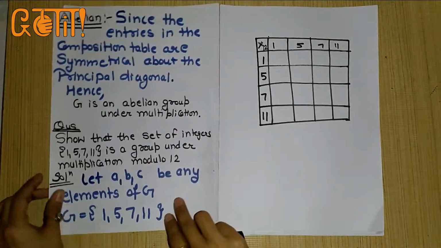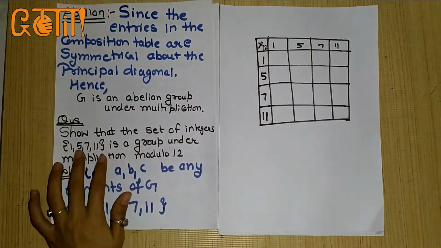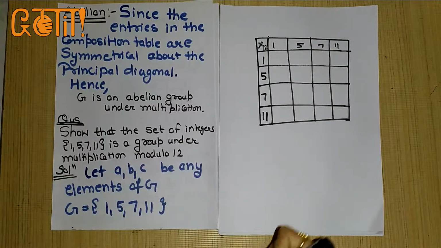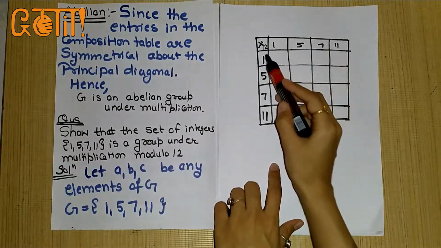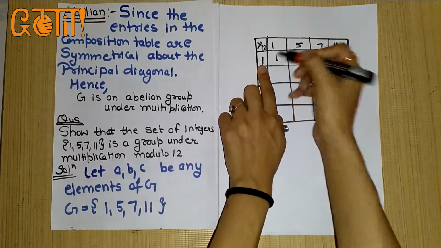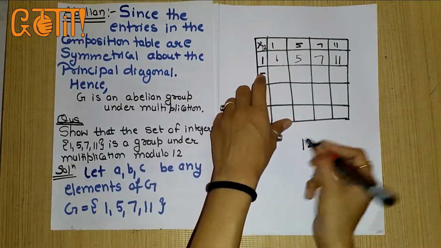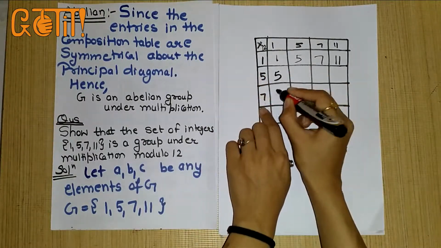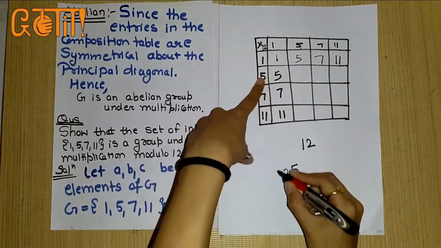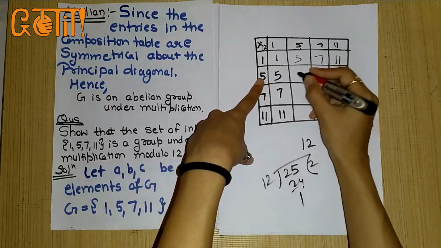So we are going to prove this. Show that the set of integers 1, 5, 7, 11 is a group under multiplication modulo 12. So I write here 1, 5, 7 and 11, and 1, 5, 7 and 11. Under modulo 12, the products are all below 12 so they remain as they are. But 5 times 5 is 25, and we know that 12 twos are 24, so we got 1 here.